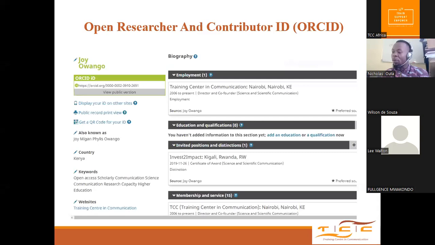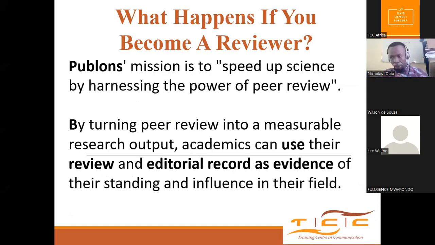The other thing is, ORCID disambiguates your names. You could publish a paper with the name Nicholas Outa Otieno, another one as Otieno Outa Nicholas, another one as Nicholas Outa Otieno, depending on what the journal requires for you to write your name. If you have an ORCID ID, ORCID will put all those names under one identity, so now you have just one identity.